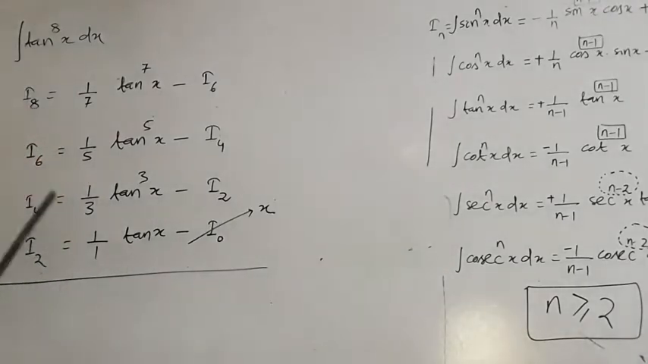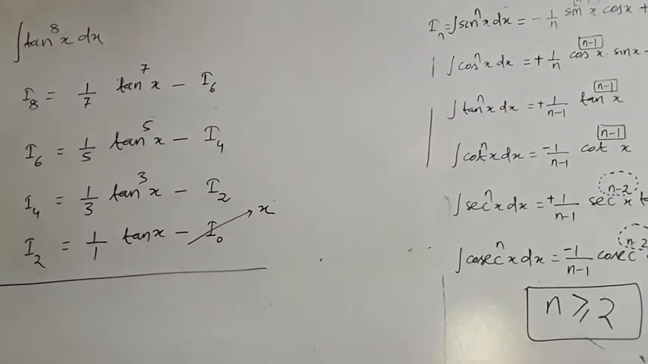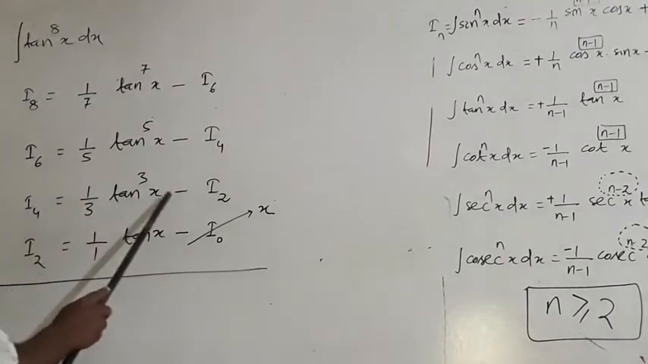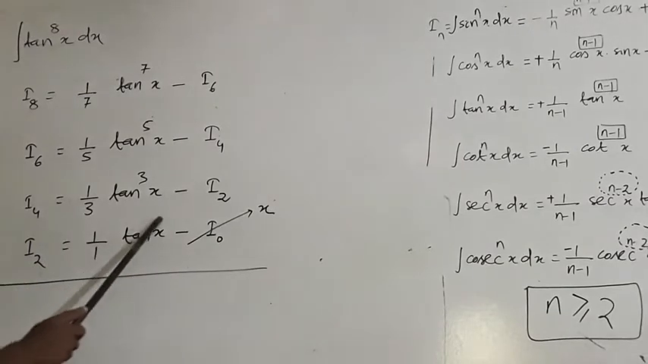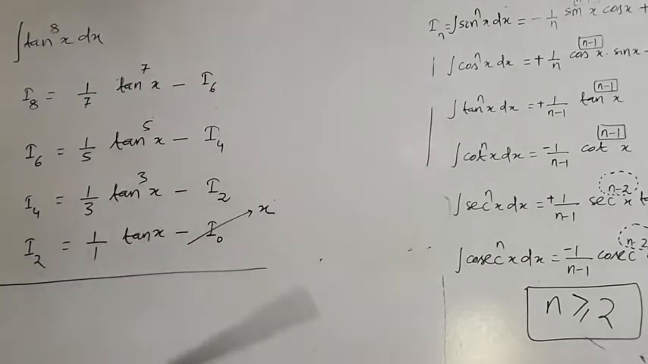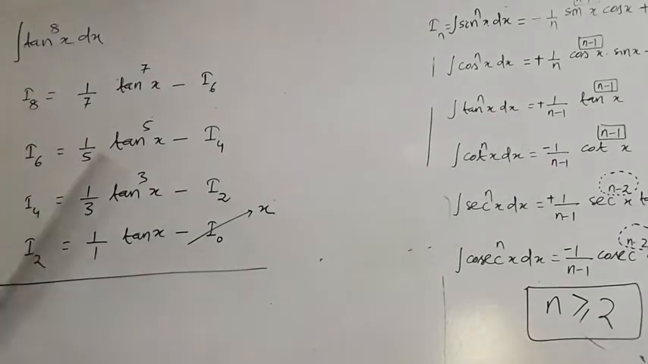Now what is I4? That is 1 by 3 tan cube minus I2. And I2 is 1 by 1 tan x minus I0. Sorry, it is n greater than or equal to 2, not 1.